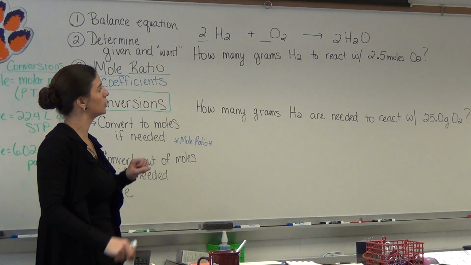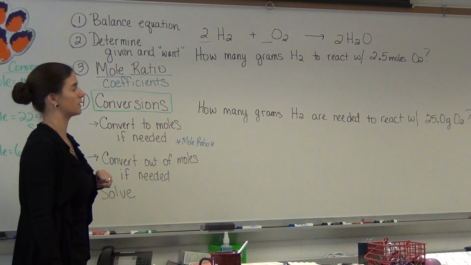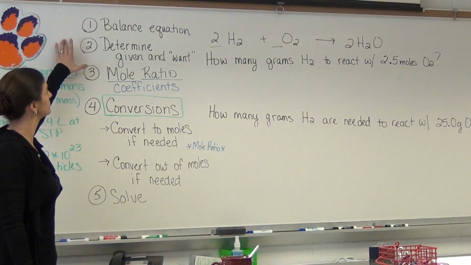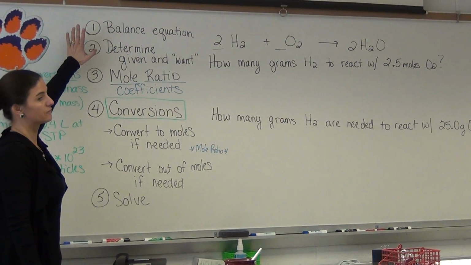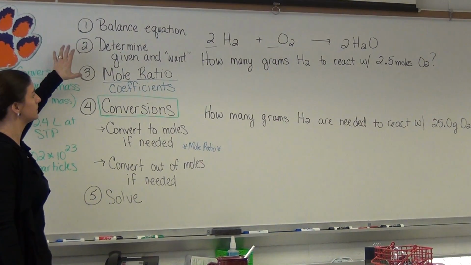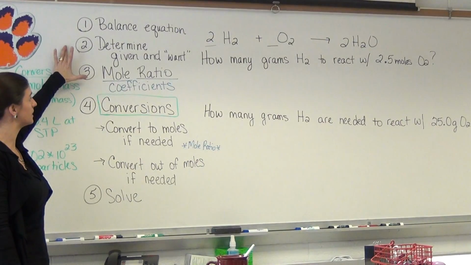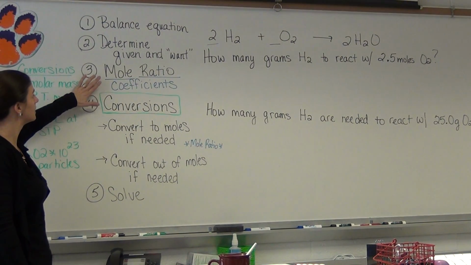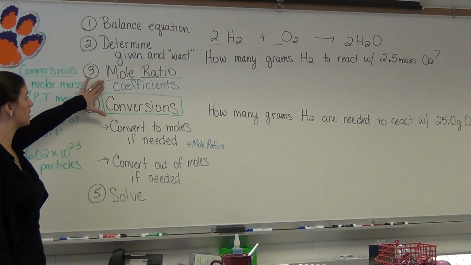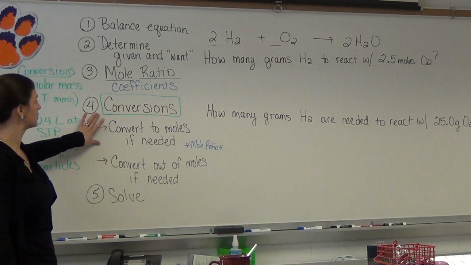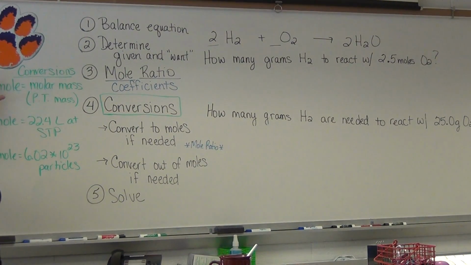Okay, today we're going to look at another type of stoichiometry problem. If we go back to what we already know, the first step in stoichiometry problems is to start with the balanced equation. You have to determine what's given and what you're trying to find, or what we call the want. We need to look at our mole ratio, which comes from the coefficients. And we have to have our conversion factors, which we have three of them.